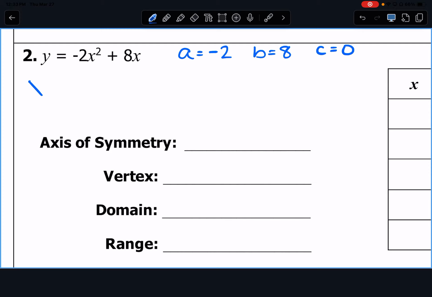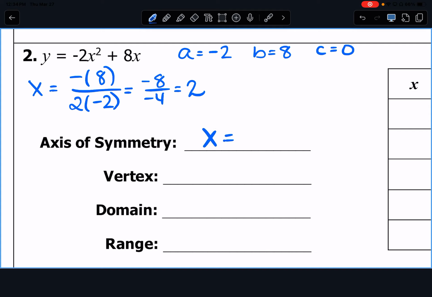Okay, then we do x is equal to negative B over 2A. So we get negative 8 over negative 4, which is what? What is negative 8 divided by negative 4? Positive 2. So our axis of symmetry is x equals 2. And that is the x coordinate of our vertex.